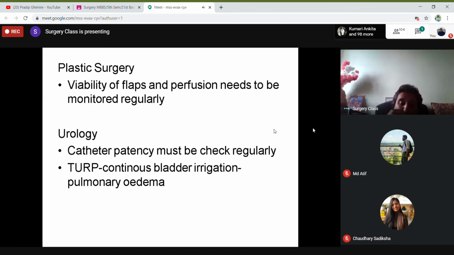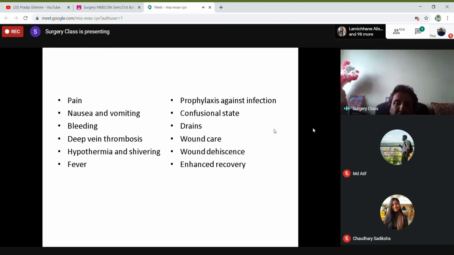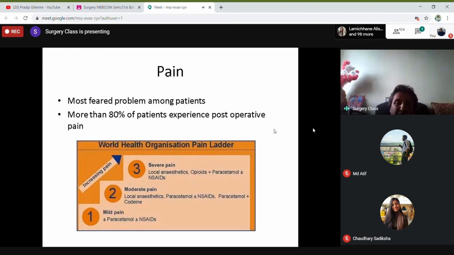So due to clot, there will be blockage, so you have to put the patient on continuous irrigation. Okay, so this we have already discussed. Pain management has to be done with the WHO pain ladder. So just note this and see it in the net.